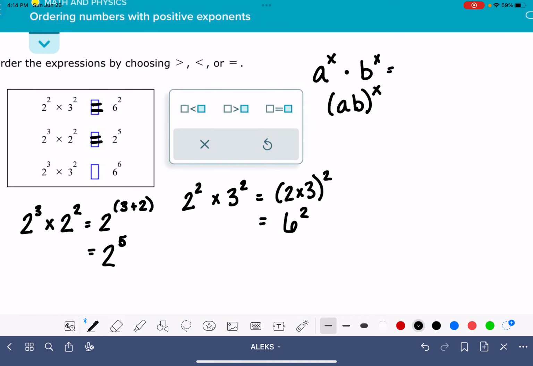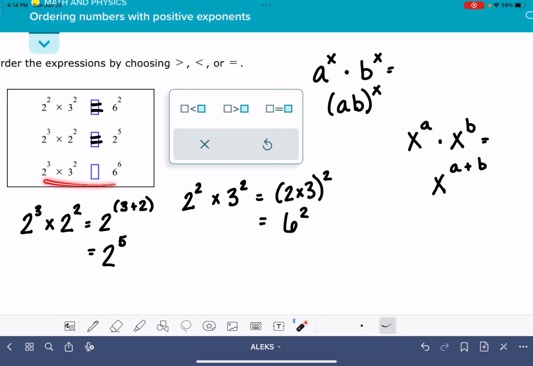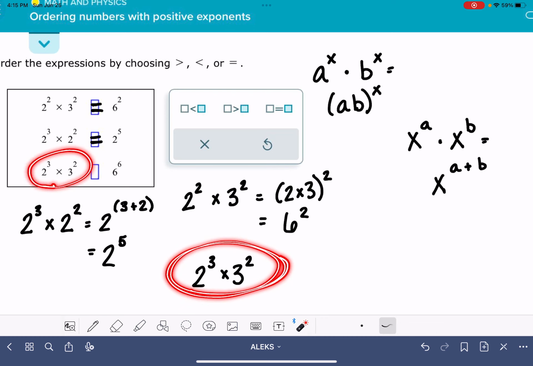So this says that if we have x to the a times x to the b, then we can simplify that as x to the a plus b. Now the last one is a little bit trickier because this one we have different exponents and we also have different non-exponential numbers. So I'm going to put this problem right here, 2 to the 3rd times 3 to the 2. And there isn't really a way for us to deal with the left-hand side of the equation.